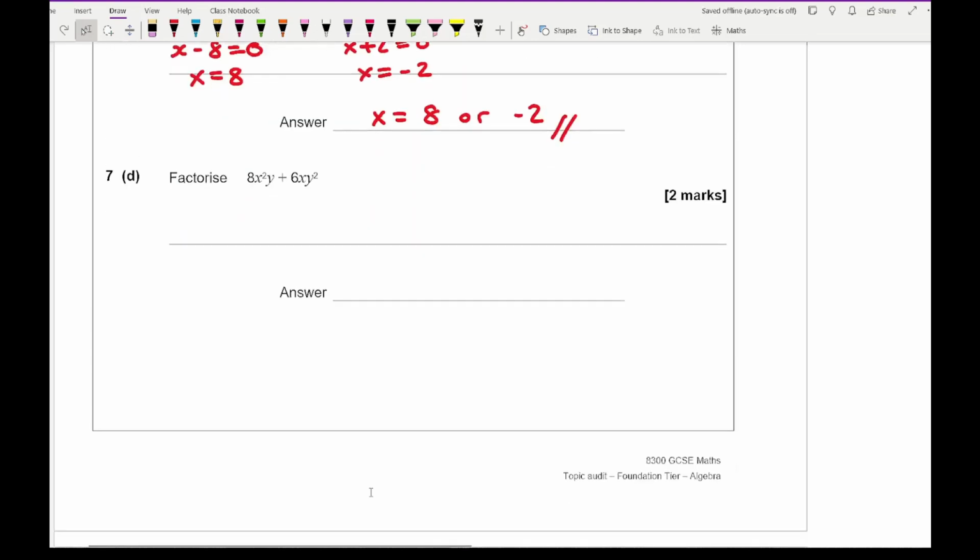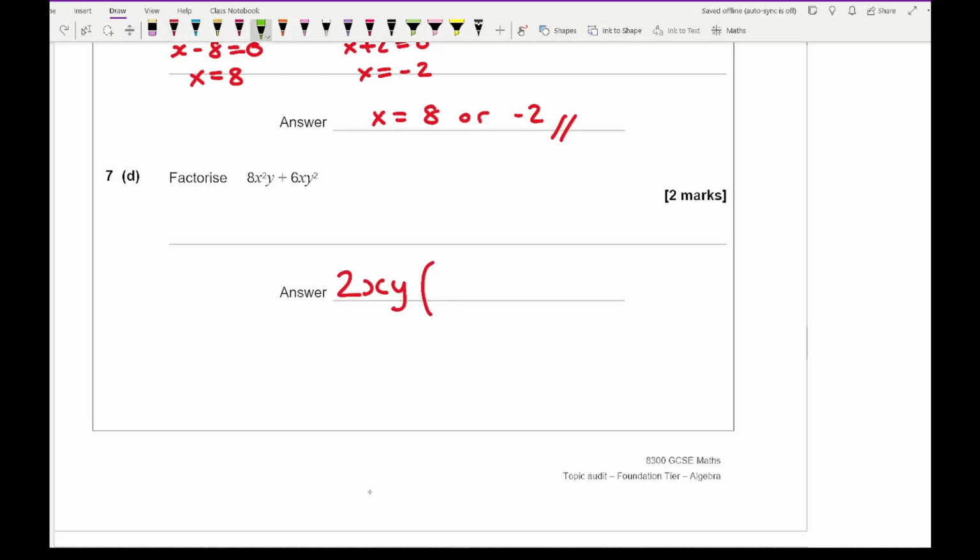Then moving on to 7d, it says factorize. We've got numbers, we've got x's and we've got y's in each term. Now with the numbers, you want to take out the highest common factor. With the letters, you want to take the lowest power out. So here looking at 8 and 6, the biggest number that goes into 8 and 6 is going to be 2. The smallest power of x that both of these two things have got is x, and the lowest power of y that both terms have got is a single y. So that's what goes outside the bracket.